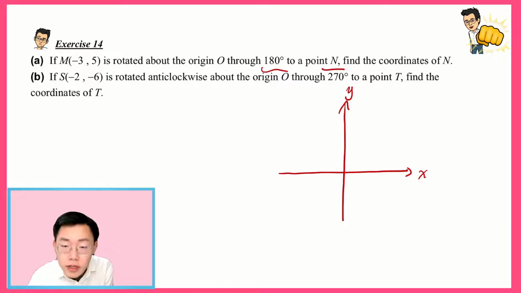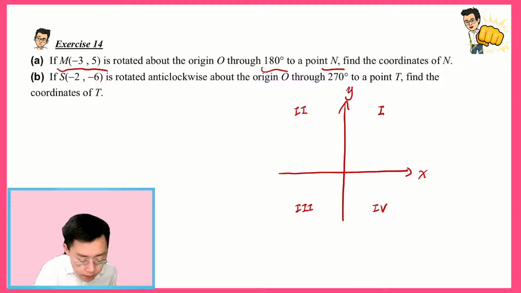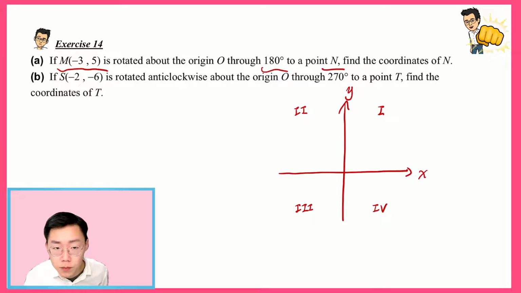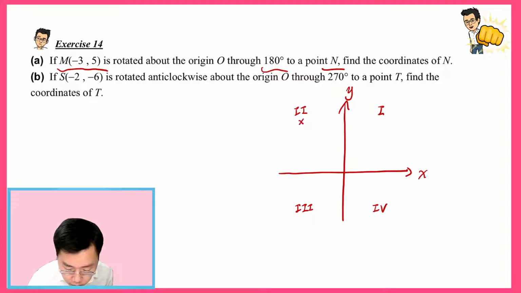The rectangular coordinate plane is divided into 4 quadrants. For example, this one is quadrant 1, quadrant 2, quadrant 3, and 4. So now I want you to think about which quadrant point M belongs to. For point M, it should belong to quadrant 2.